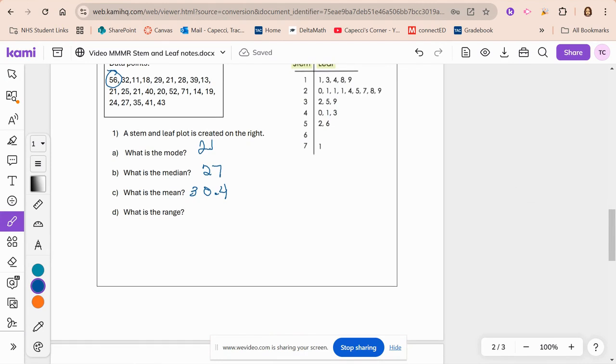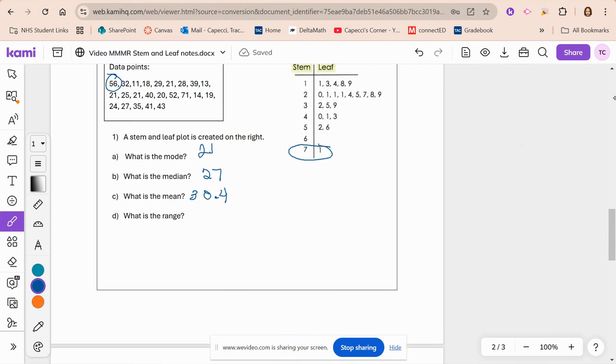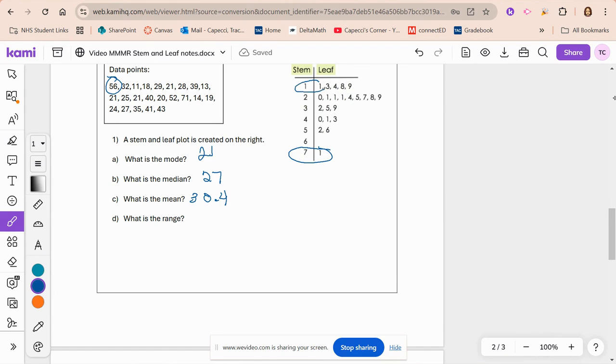Okay, so my range again is going to be the highest value, which I can see is 71, and my lowest value is 11. So 71 minus 11, my range is going to be 60.